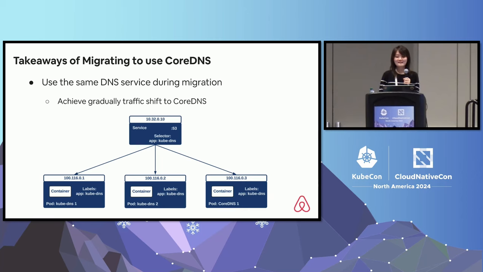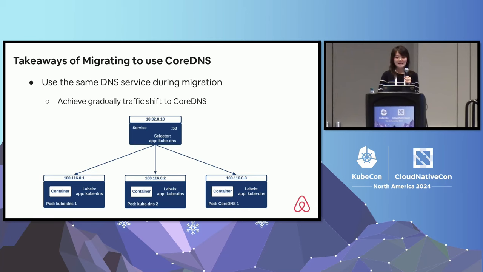The second is using the same DNS service during migration. When a Kubernetes cluster is bootstrapped, we can easily reserve an IP for cluster DNS service. But creating a new service in the cluster with another IP and changing the pod DNS configuration to use the new name server IP is tons of work.